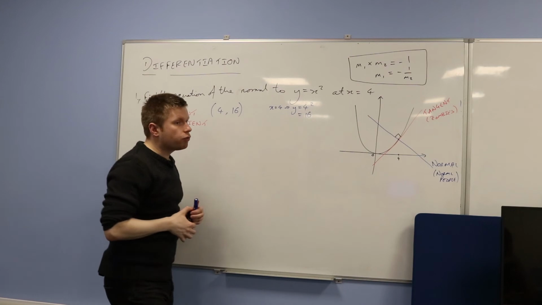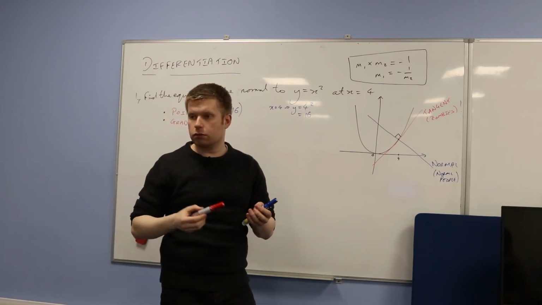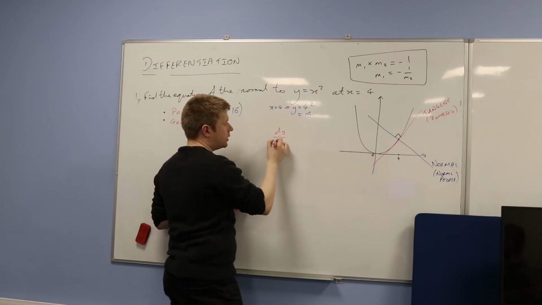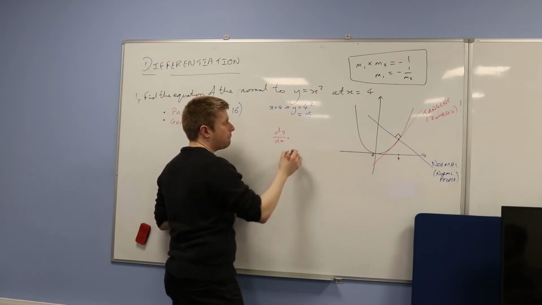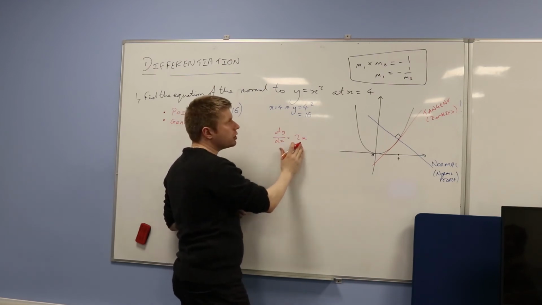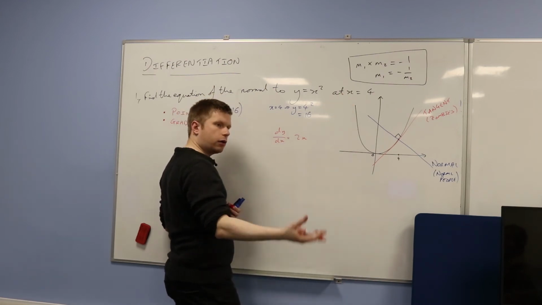How do we find the gradient of our tangent? I need to differentiate. So, okay, let's differentiate this. What do we get? 2x, perfect. Now, I want the gradient of my tangent at x equals 4. So how can I do that?